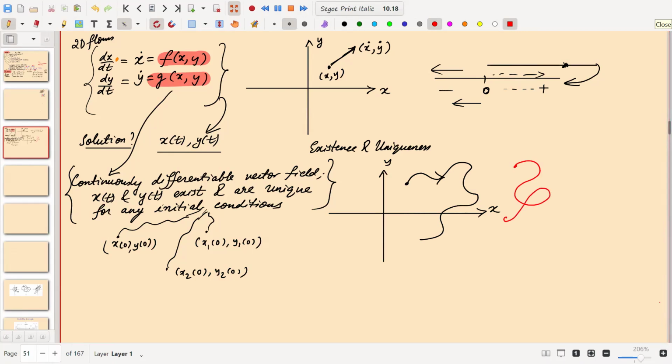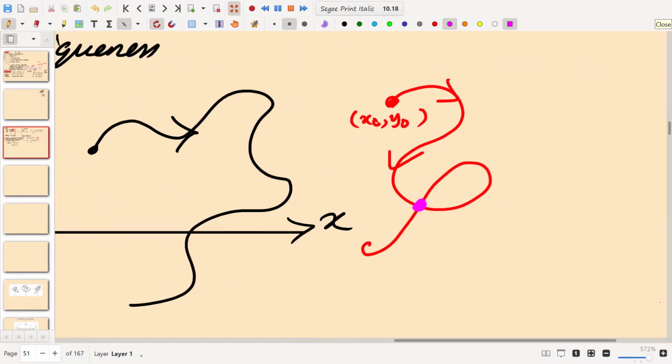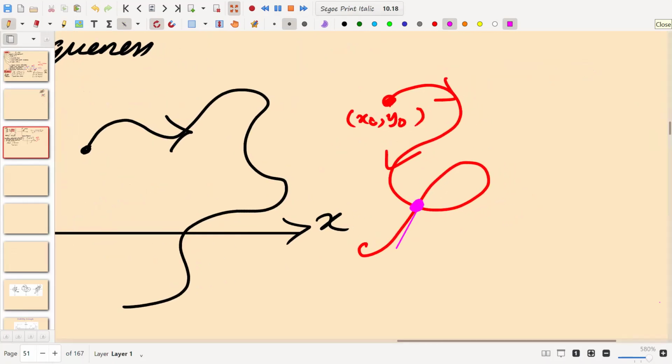Why? Because you started from x naught, y naught. This is the initial condition, and your points are moving like this, right? But at this point of intersection, let us zoom. You can see that there are two possible future trajectories.